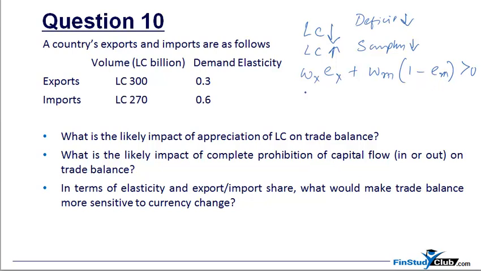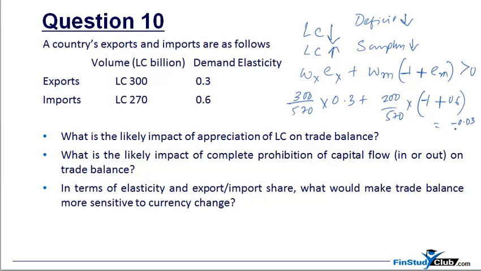So let's try and substitute. We have the weights as: weight of exports will be 300 divided by 570 into 0.3, plus 200 divided by 570 into 1 minus 0.6. So let's see what it turns out to be. Okay, just a small correction. This should be minus and this is plus. So it's EM minus 1, or else I take minus over here. So this is 0.6 minus 1. Now this would give me minus 0.03.